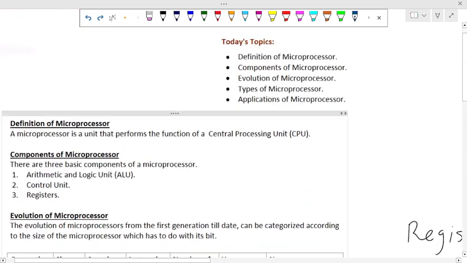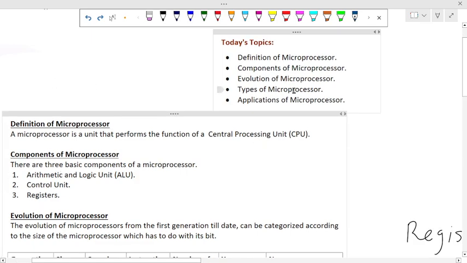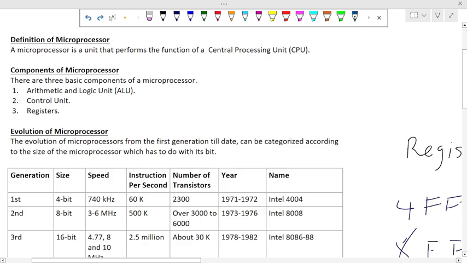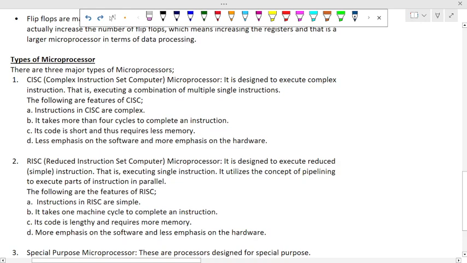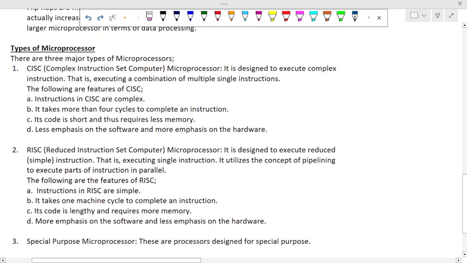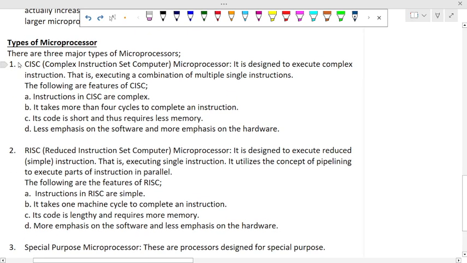So the next thing we'll go to are the types of microprocessor. Now, there are 3 major types: CISC, RISC, and special purpose microprocessor. Now, let me start with the 3rd one.